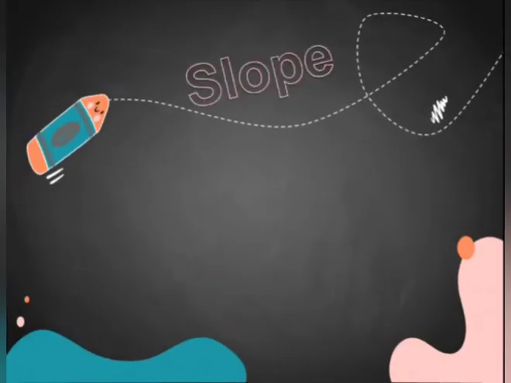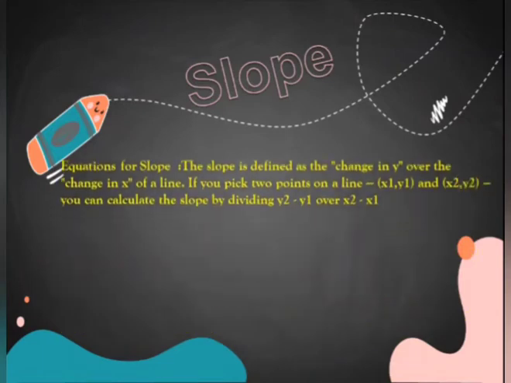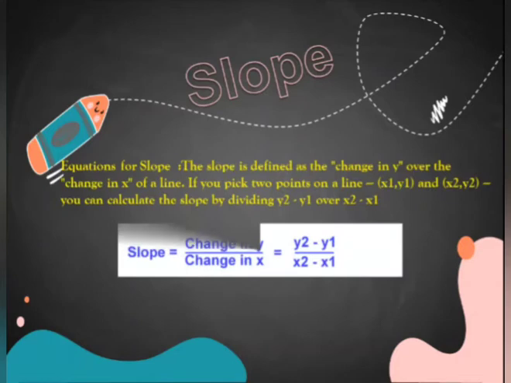The definition of a slope is the change in y over the change in x of a line. If you pick 2 points on the line, (x1, y1) and (x2, y2), you can calculate the slope by dividing the difference of the y coordinates by the difference of the x coordinates. The formula for the slope is change in y over change in x, equal to (y2 minus y1) over (x2 minus x1).